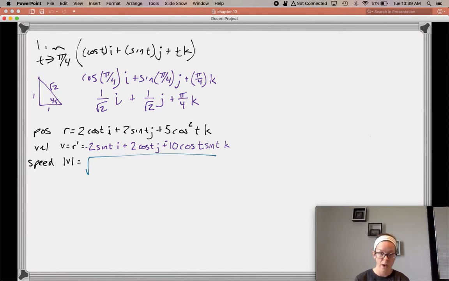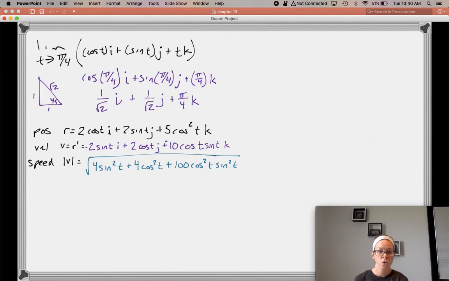So when I square that first part, -2, that's going to become 4, and then sine squared of t, plus, and we don't do the i's, j's, and k's, because we're taking just the function part of it. Then squaring the middle part, 2 makes 4, and cosine squared t. And then squaring here, I'm going to have positive 100, because squaring a negative becomes positive, and then cosine squared t and sine squared t.